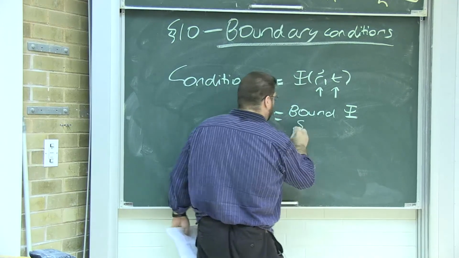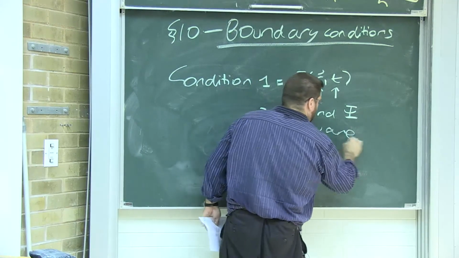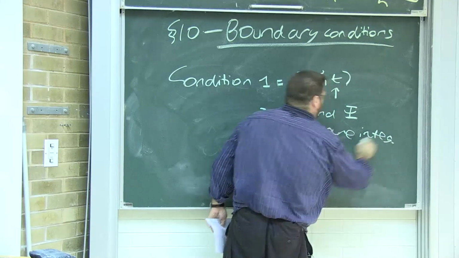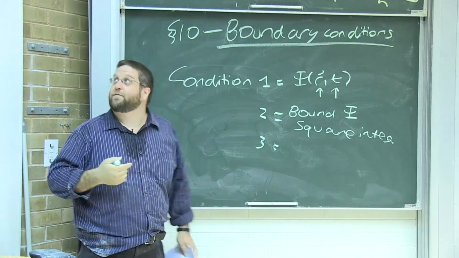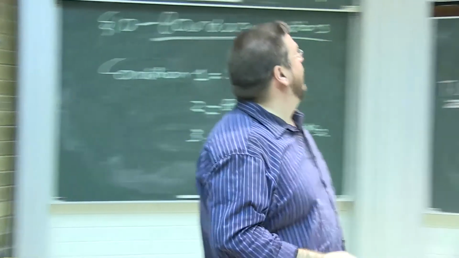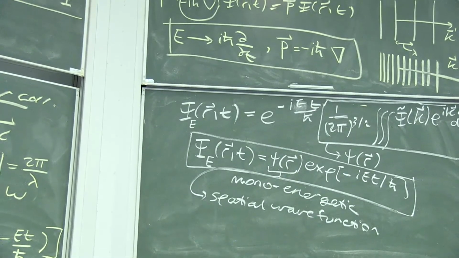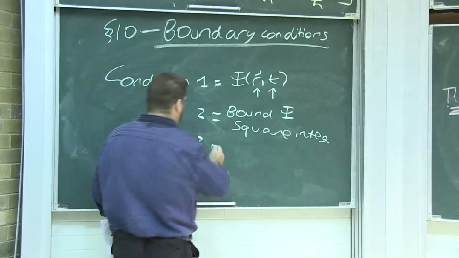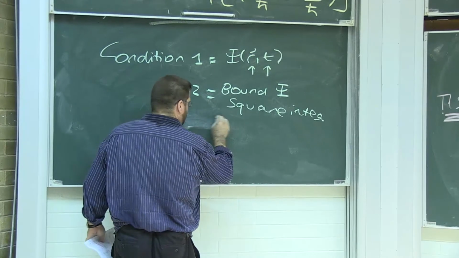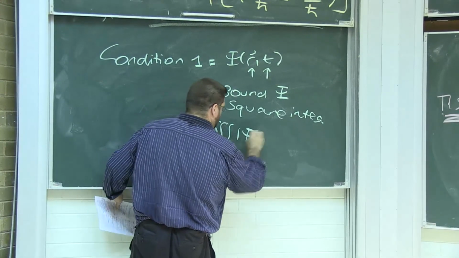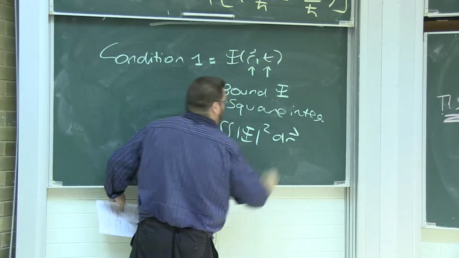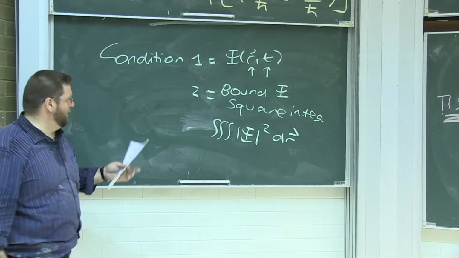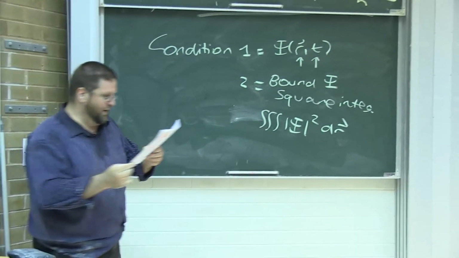Bound wave functions must be square integrable. What do I mean when I say that a bound wave function must be square integrable? I mean that the integral of the magnitude squared over all space must be finite. So this object cannot diverge. This is what I mean by bound wave functions must be square integrable.